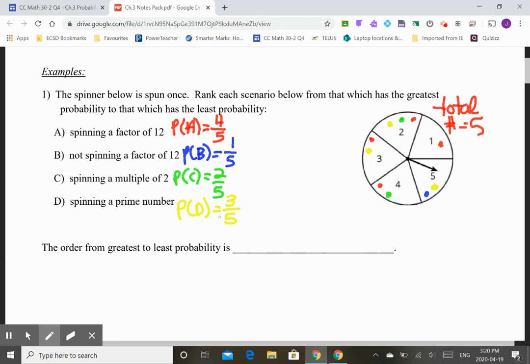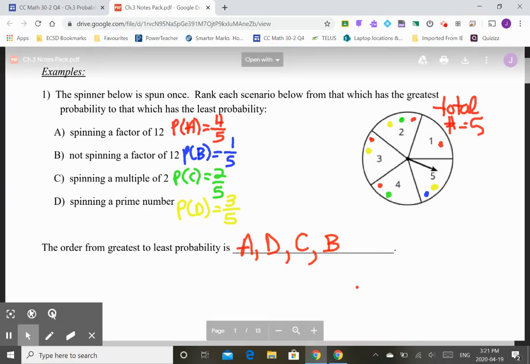What's nice about these probabilities is they all have the same denominator, so it's very easy to compare them. That's not always going to be the case, but we'll talk about what to do when we have that. So I can compare these right away. The greatest probability is going to be the one that has the greatest numerator, the greatest number of favorable outcomes, and that is A. The next one would be D, then C, then B. From greatest to least probability, same in this case as the greatest to least favorable outcomes.